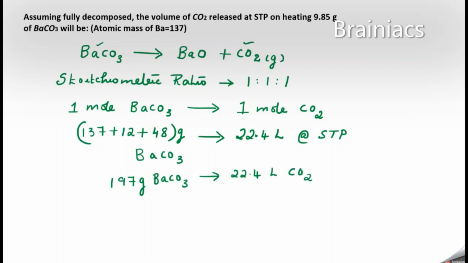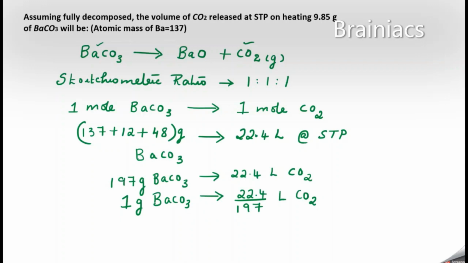Now, what they are asking is how much 9.85 gram of barium carbonate will give. So what we need to do, first we will convert this 197 gram to 1 gram. How can you do that? Divide by 197, so that this will become 1 gram barium carbonate. You are dividing by 197, do it on both sides. So this will become 22.4 divided by 197 liter CO2. Now you have obtained for 1 gram barium carbonate how much liter of carbon dioxide is obtained.